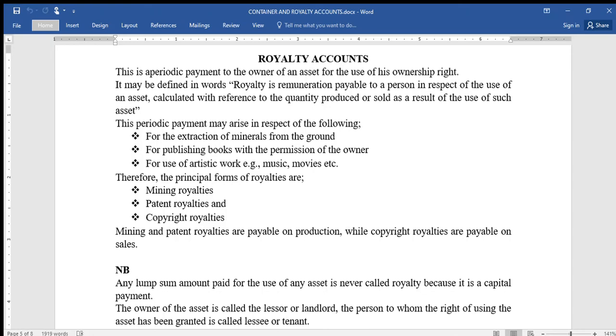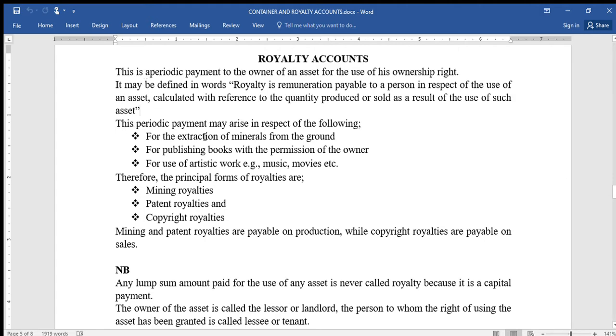In this video, we are going to be talking about royalty accounts, which is a subtopic under specialized accounts. Royalty refers to a periodic payment to the owner of an asset for the use of his ownership rights. It may also be defined in other words as a remuneration payable to a person in respect of the use of the asset, calculated with reference to quantity produced or sold as a result of the use of the asset. The remuneration that is payable to a person in respect of the use of their asset, and it can be payable upon production or sale of the asset.